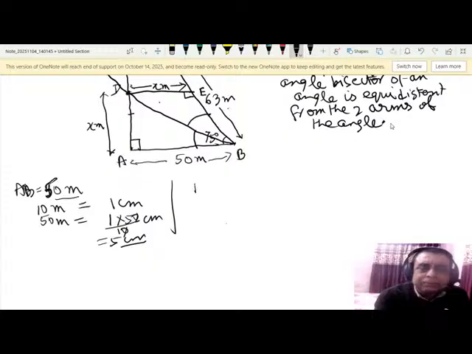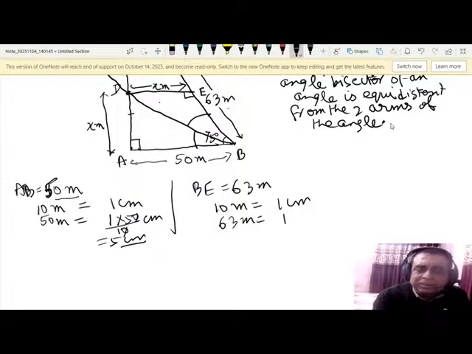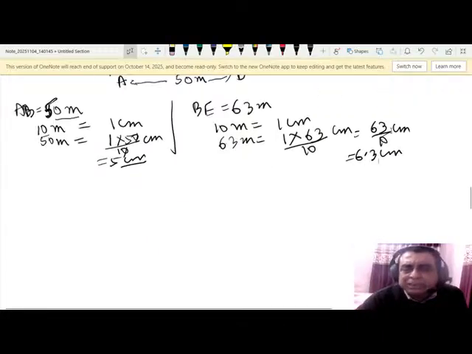And here BE is given as 63 meters actual length on the ground. On the paper, 10 meters represents 1 centimeter, so 63 meters will be represented by what length? Unitary method: 1 times 63 divided by 10, so 63 divided by 10 centimeters, which comes to 6.3 centimeters. So the BE length you will take is 6.3 centimeters.